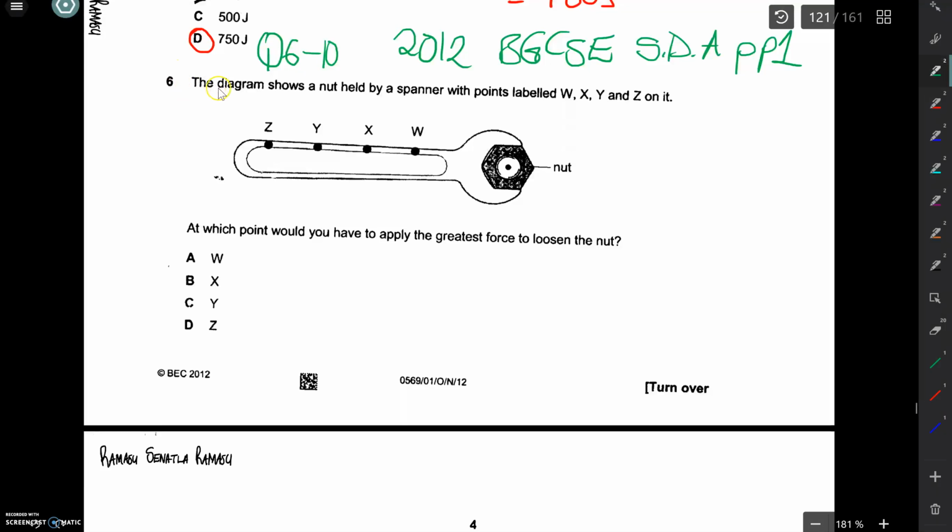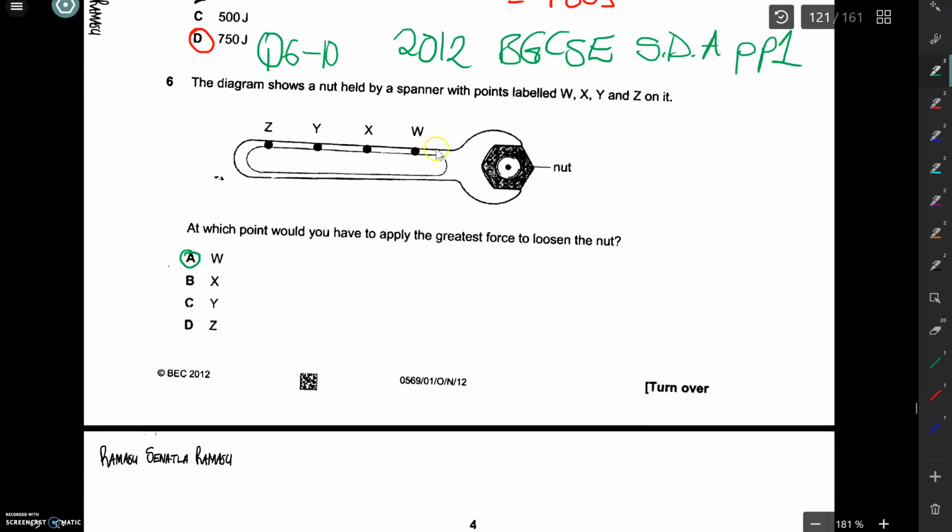Question 6 reads, the diagram shows a nut held by a spanner with points labeled W, X, Y, and Z on it. At which point would you have to apply the greatest force to loosen the nut? The answer there is W, which in this case is A.